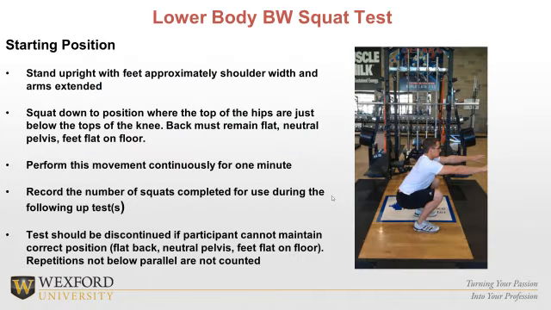Now the starting position: stand with the feet approximately shoulder width apart and arms extended. Squat down to the position where the tops of the hips are just below the tops of the knees, or you can even go lower. The back must remain flat, and you have to look for a neutral pelvis. If you get to the point in any part of this test where the pelvis starts tucking under, that's when you stop the test, which means there's a range of motion limitation that's causing the pelvis to tuck.